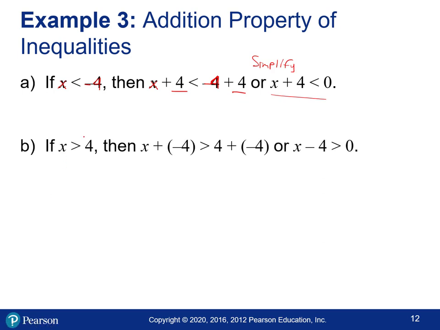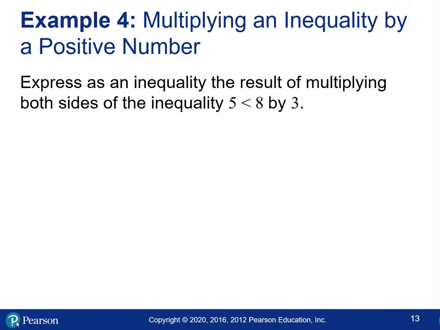Okay, how about this one? x is greater than 4. So if you add -4 to both sides, it's pretty much subtraction. But if you add -4 to both sides, you end up getting x minus 4 is greater than 0. Okay, how about multiplying?